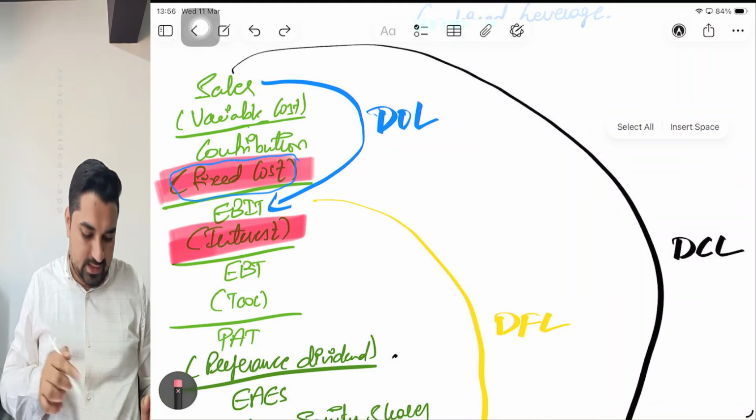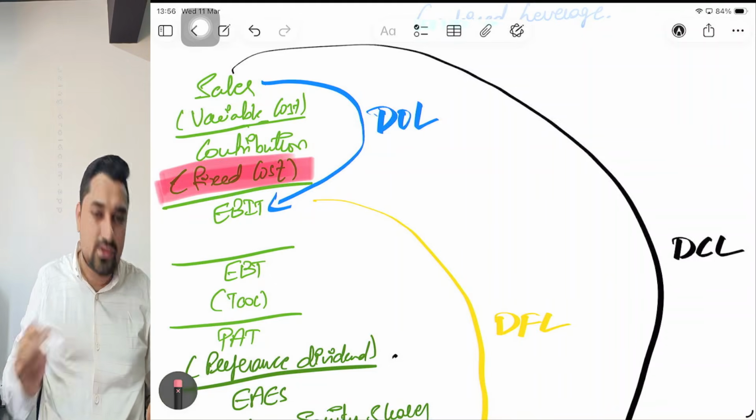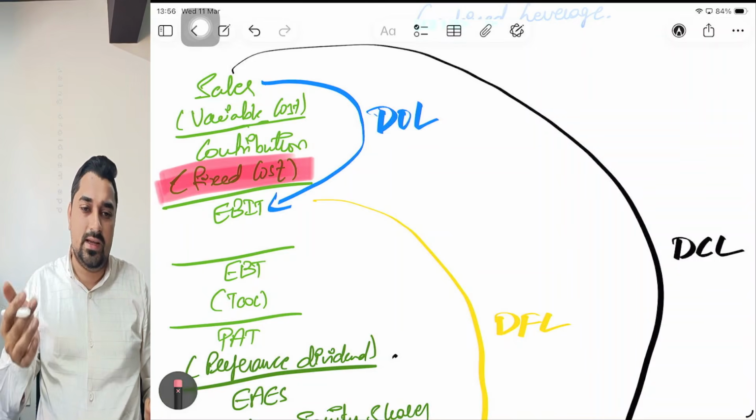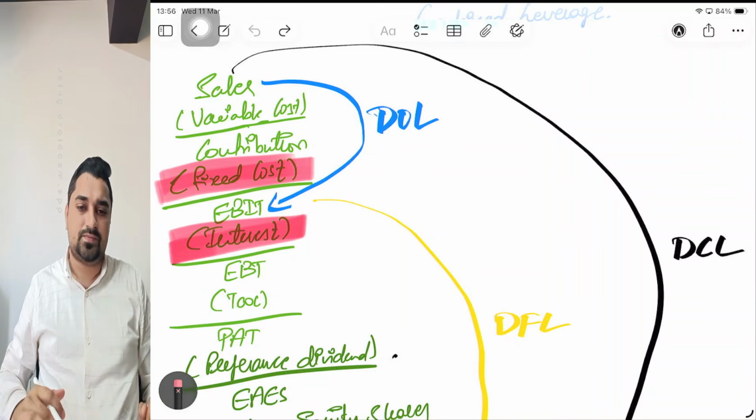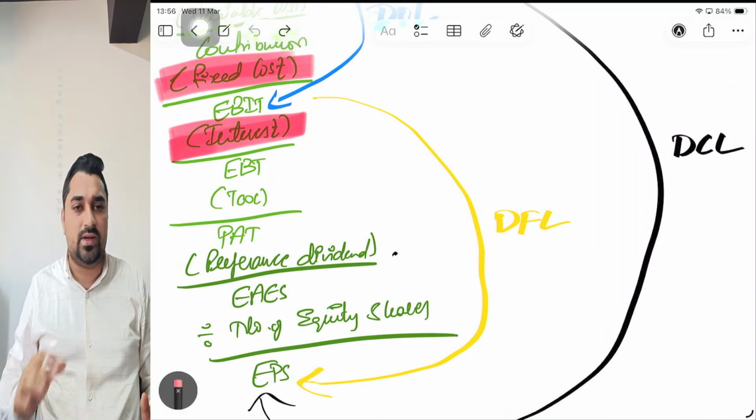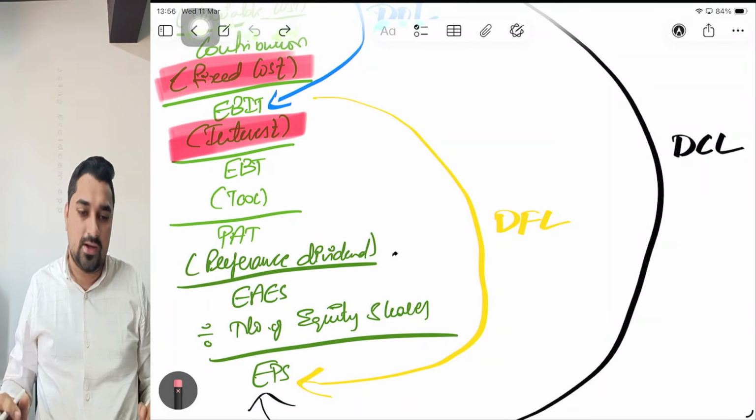Same goes for financial leverage. Interest is my fixed financial cost. I'll just hide it. What is left? EBIT divided by EBT. So the formula for financial leverage is EBIT divided by EBT. Correct? And combined leverage measures the total business risk. Total risk arises on account of fixed total cost. It may be financial cost as well as operating cost.